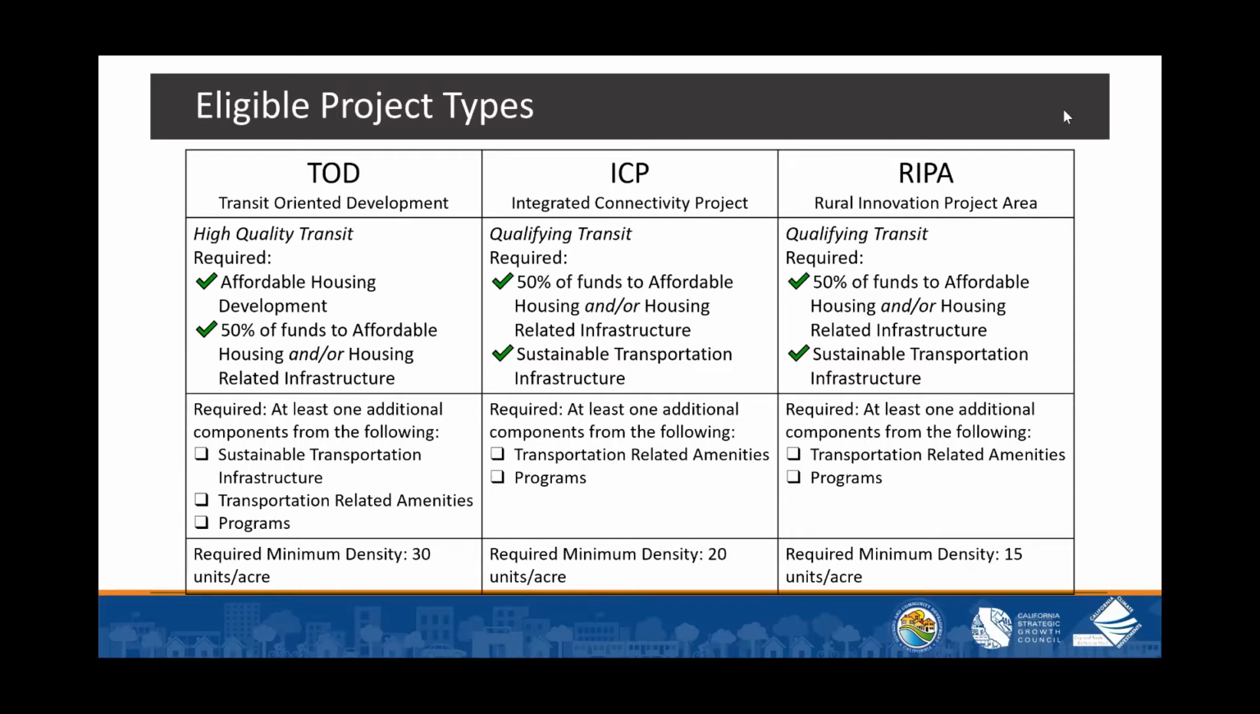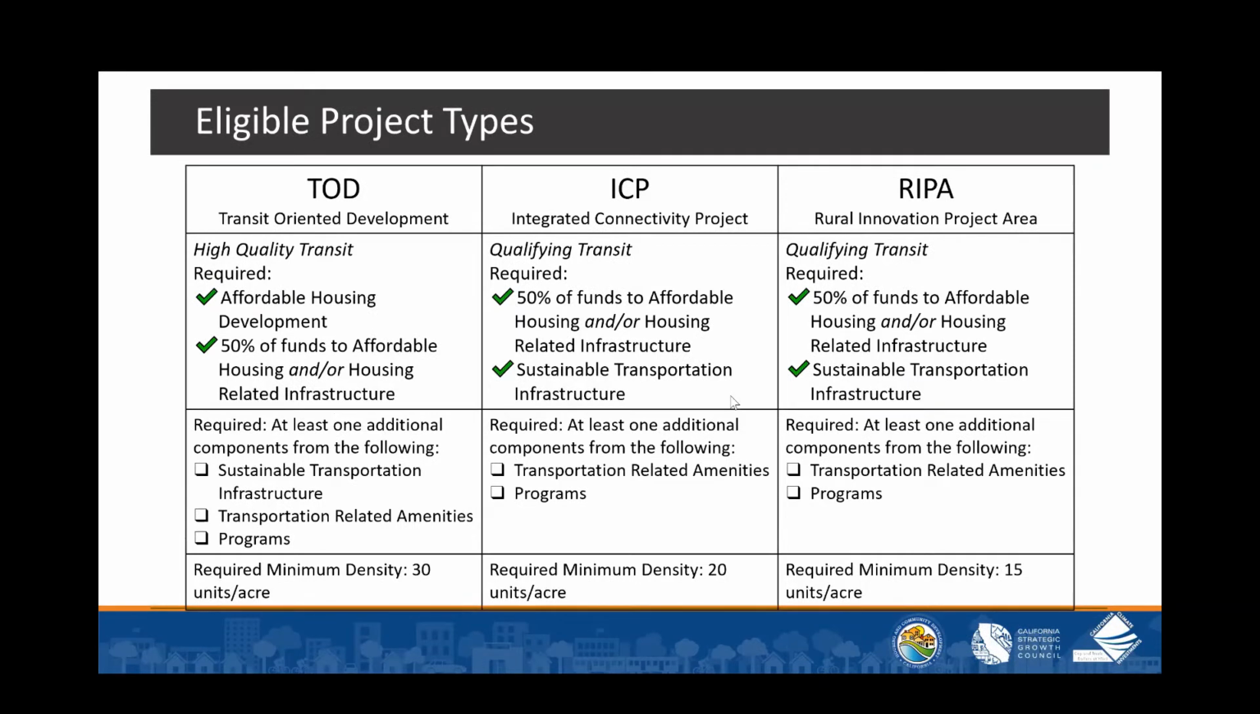Under the ICP program, you have qualifying transit, which requires 50% of the funds to go to affordable housing or housing related infrastructure, and sustainable transportation infrastructure. You also require at least one additional component of either transportation related amenities or program. And the minimum required density is 20 units per acre.